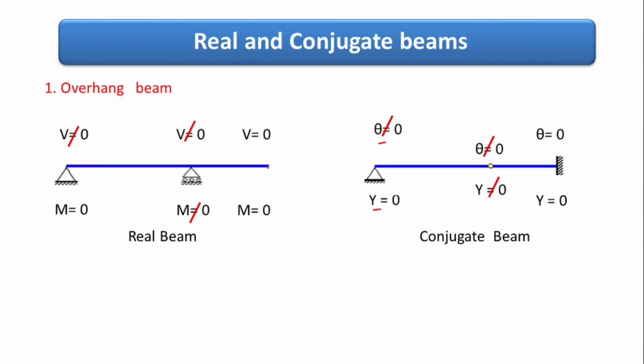Now at the free end, we know the shear force and the bending moment are both 0, but there is a slope and deflection. That is why we have to replace this free end by a fixed end, so that we get some value of the shear force and bending moment, which is equal to the slope and deflection of the real beam.